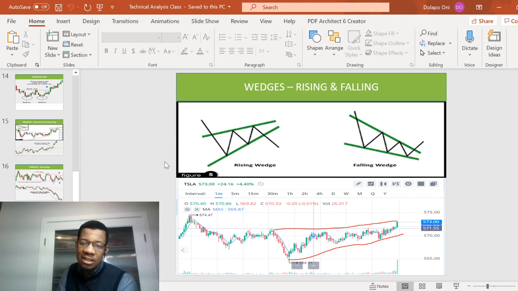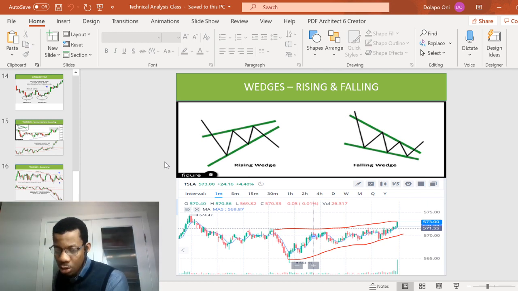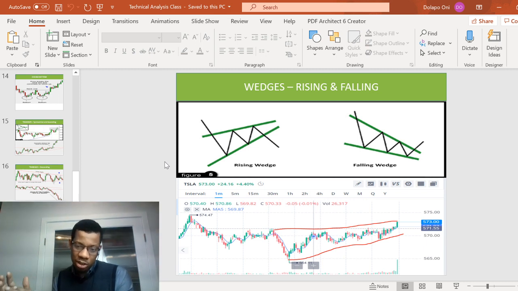The two lines are not parallel. They are typically ascending, one more sloped than the other. If it's a rising wedge, then the top line is not as sloped as the bottom line. The bottom line has a higher slope, whereas if it's a descending wedge, then the top line has the higher slope, while the bottom line has a lower slope. But wedges are a signal of continuation of direction.